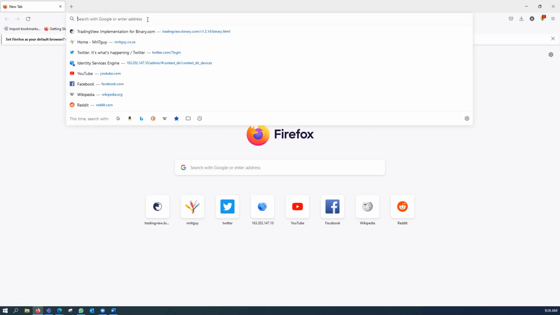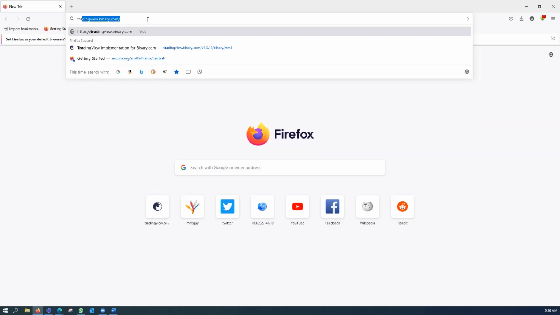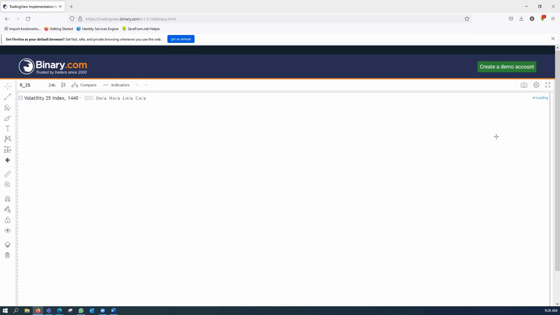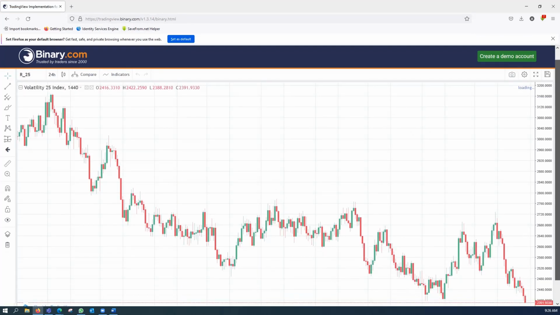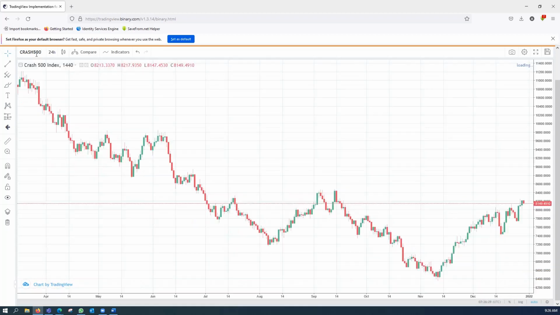My followers on my WhatsApp group have been asking me if I can make an analysis showing how to trade Boom and Crash or even VIX indices. So let's open TradingView, binary.com. We can also do this analysis on MT5, but I'm just going to use this because it comes with a lot of tools. Let's look at Crash 500 and see how we can analyze it so that we can look for entries.